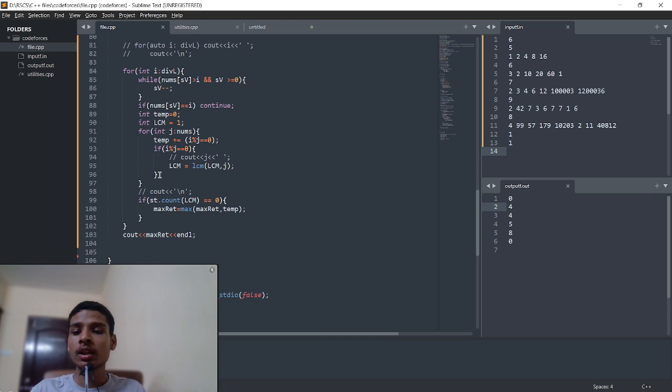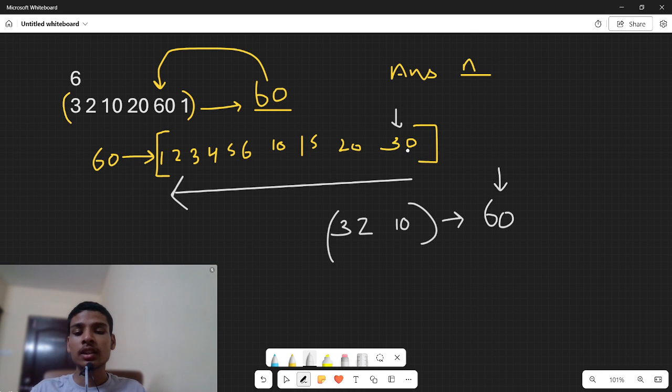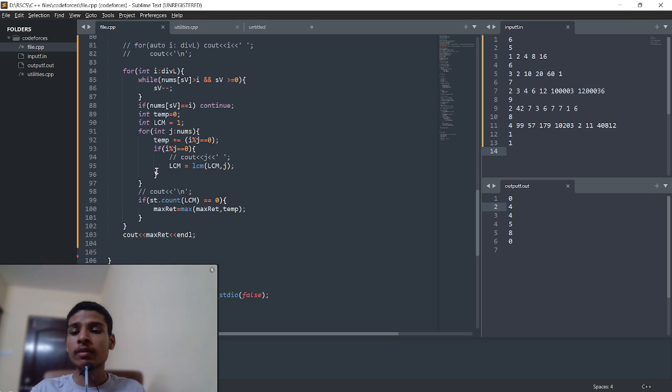Now this is what I'm doing. If your divisor does not exist in your array, then find all the divisors of that number and find that LCM. If the LCM exists in your array, then continue. Else, this could be one of your maximum subsequences. Okay, so this is what I'm doing here.